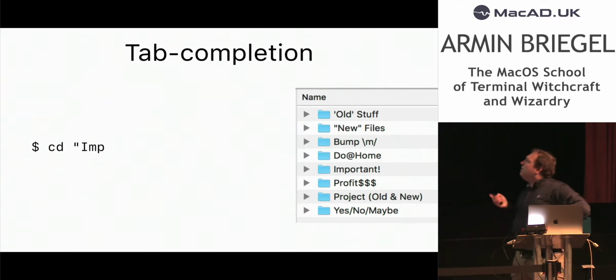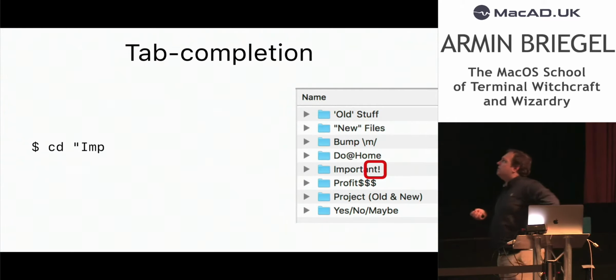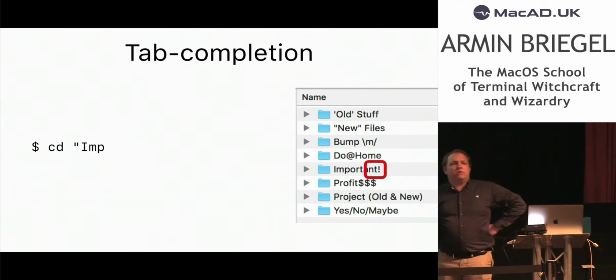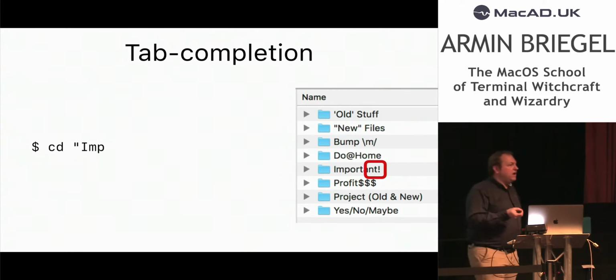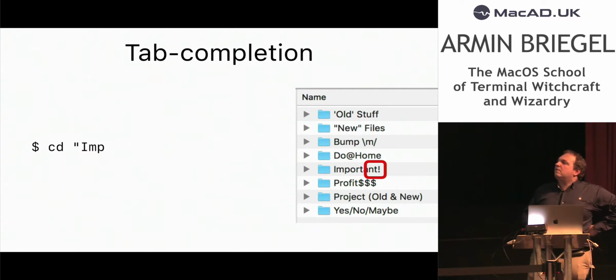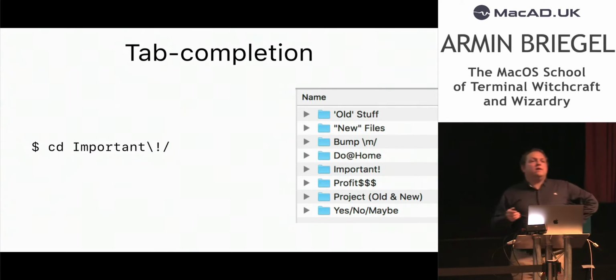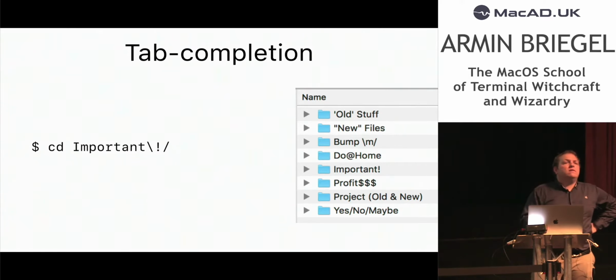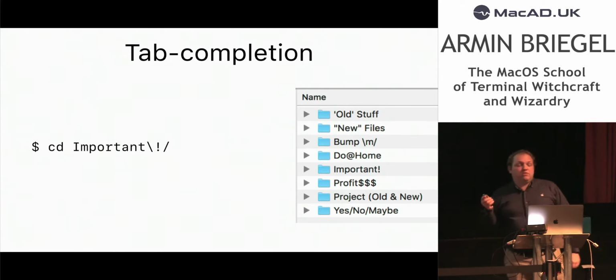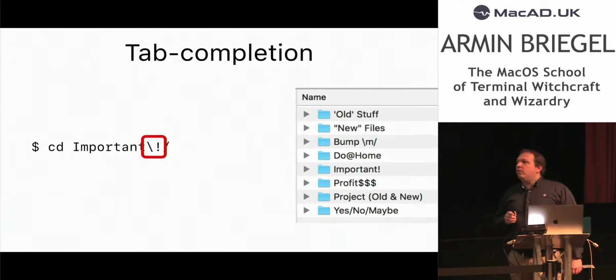I have a file in here. It's called important exclamation mark. And the exclamation mark is one of those weird bash characters that I can't escape in double quotes. And so I started this tab completion with the double quote, but then when I hit the tab key, it says, well, I can't do that. And it switches to backslash escaping. So the tab completion in this case is really smart and will save you at some point.